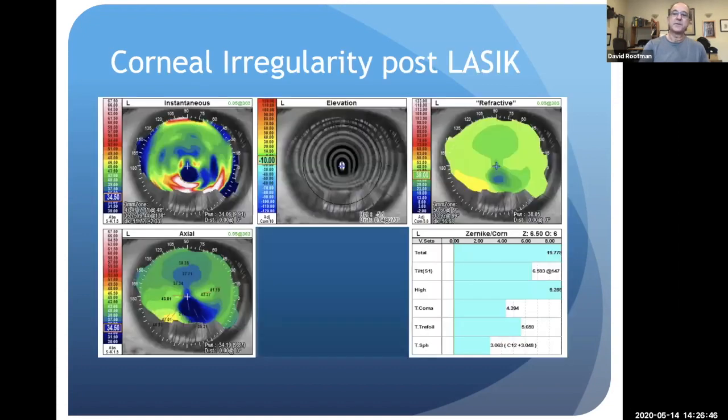Here's a bit of a challenge for you. I want you to look carefully at these. I'll give you a couple of seconds to look it over.